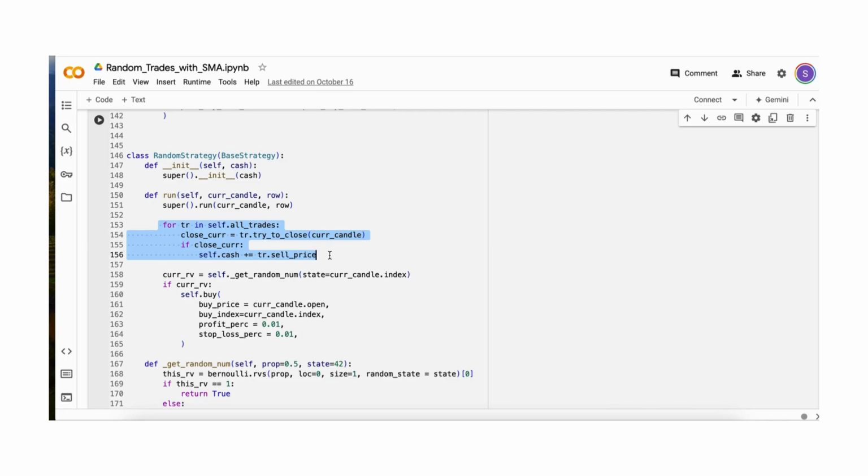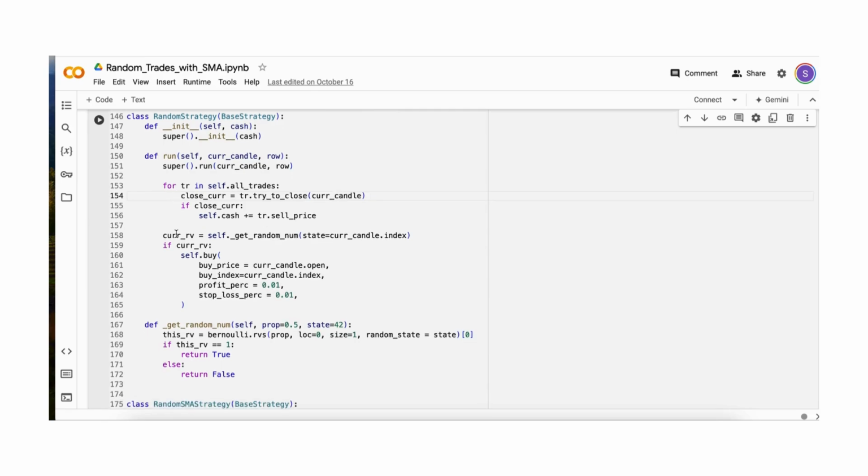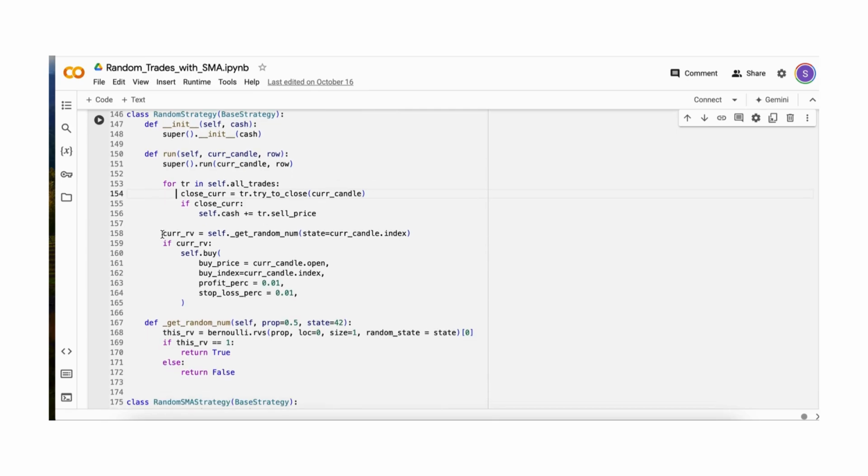And basically, try to close checks if we have reached the take profit or the stop loss, and then it closes the trade. And then the random strategy generates a random variable, which is a Bernoulli random variable, taking 0 or 1, and if the random variable is 1, it decides to buy 1 Bitcoin with the set profit percentage and a stop loss at 1%.